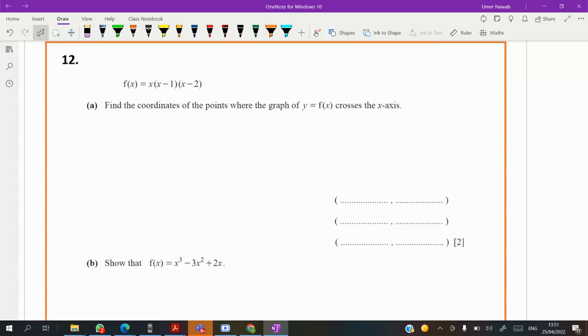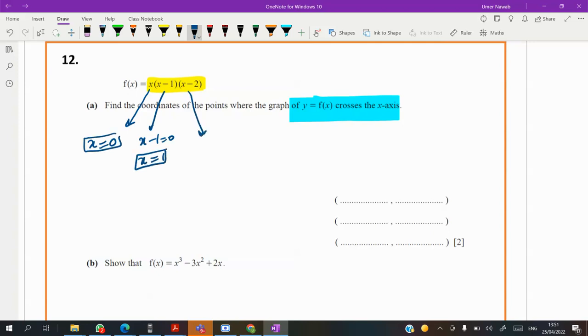Next, we have a function or a curve in factor form. So factor form, when it crosses the x-axis, means we need to put y equal to 0 or just put all these factors equal to 0. So maybe x is equal to 0. So x minus 1 is equal to 0 will give you x is equal to 1. And when it crosses the y-axis means y coordinates are zeros. So we got x minus 1, x minus 2 equal to 0.